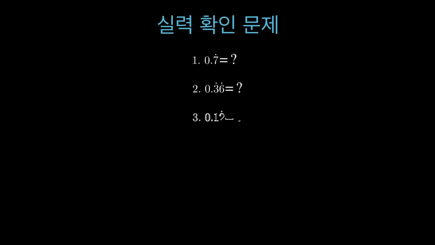Finally, it's time for the final assessment quiz to wrap up what we learned today. Try to solve these 5 questions on your own. 1. 0.7 recurring as a fraction. 1 repeating digit, so the answer is 7/9. 2. 0.36 recurring as a fraction. 36/99, which simplifies to 4/11.